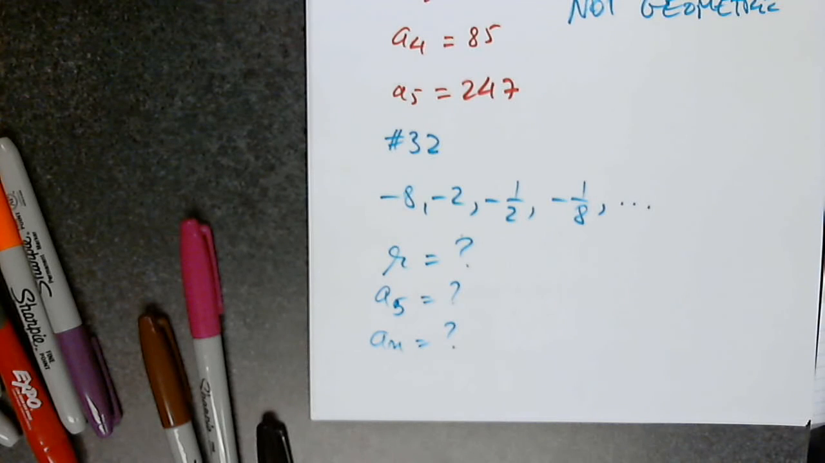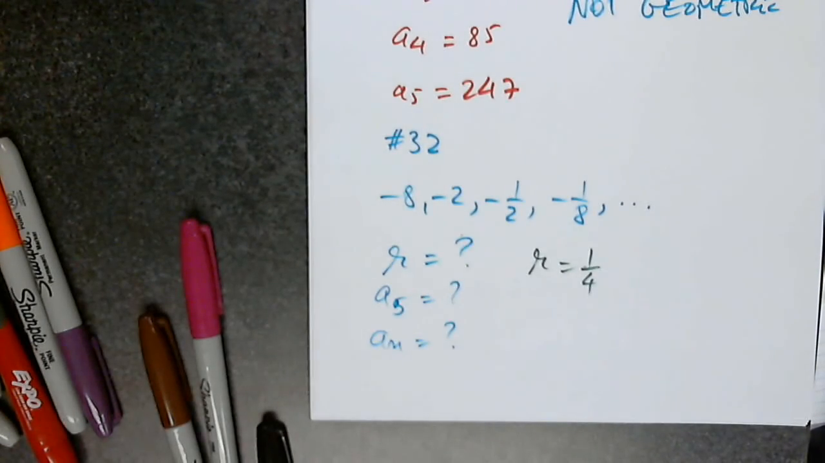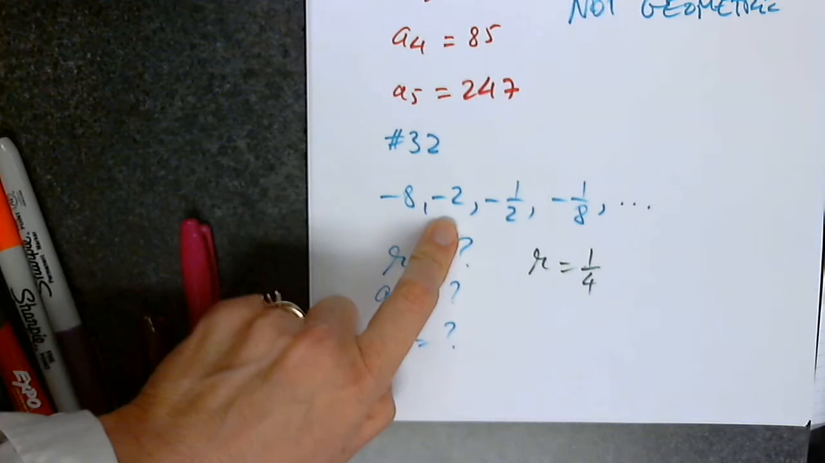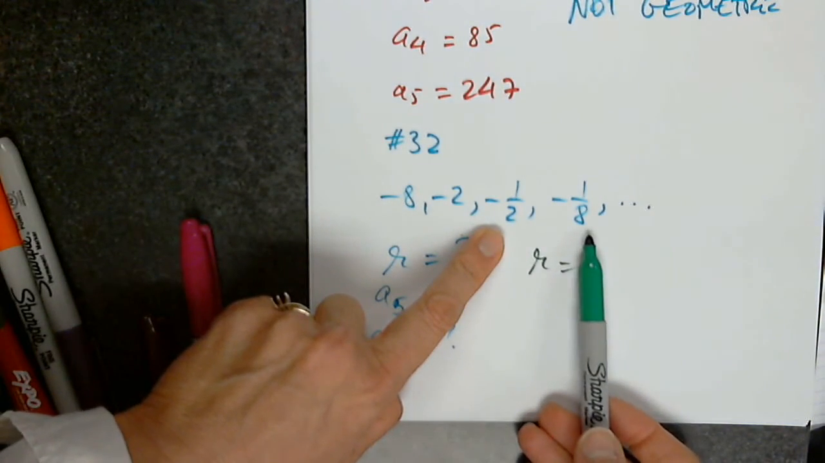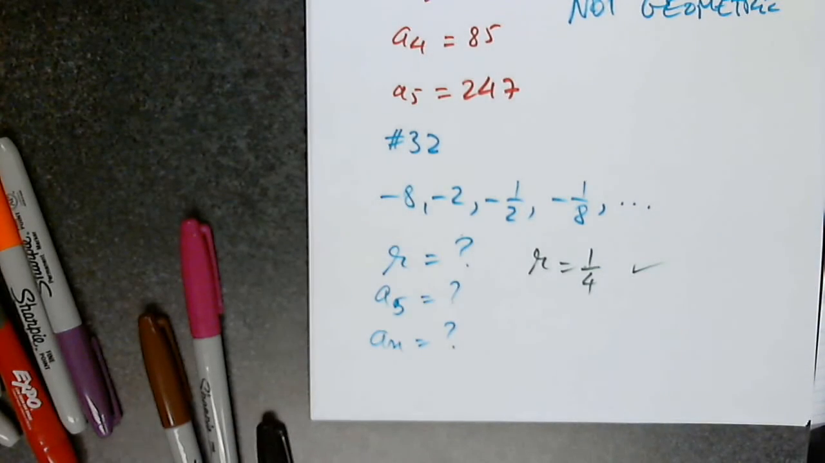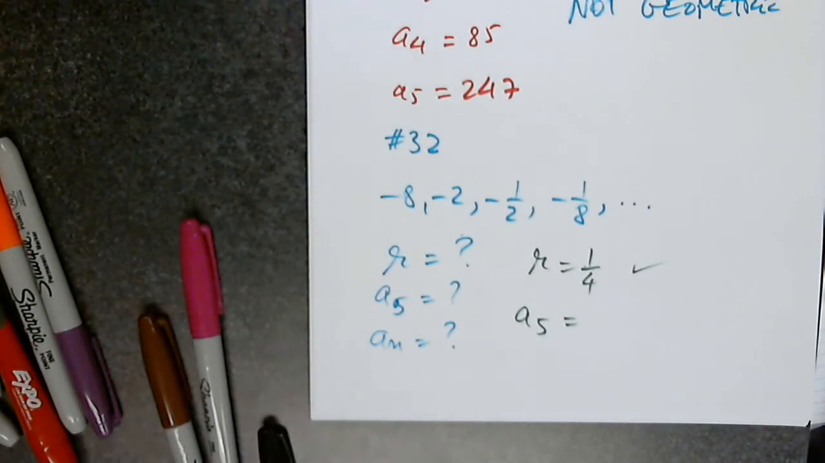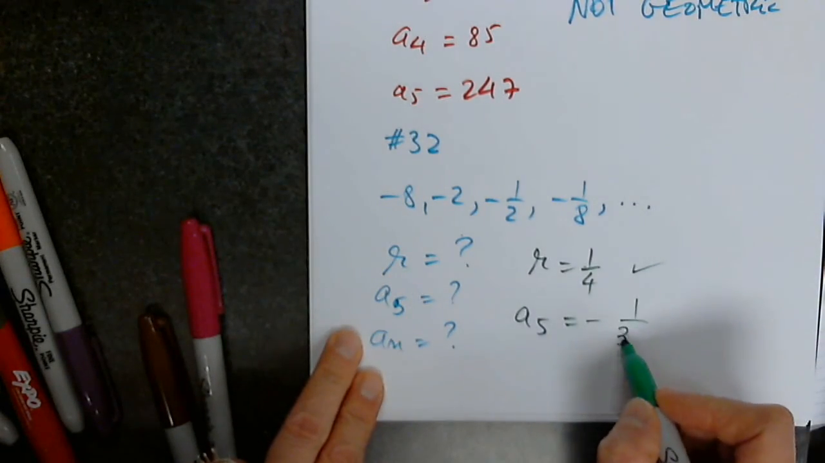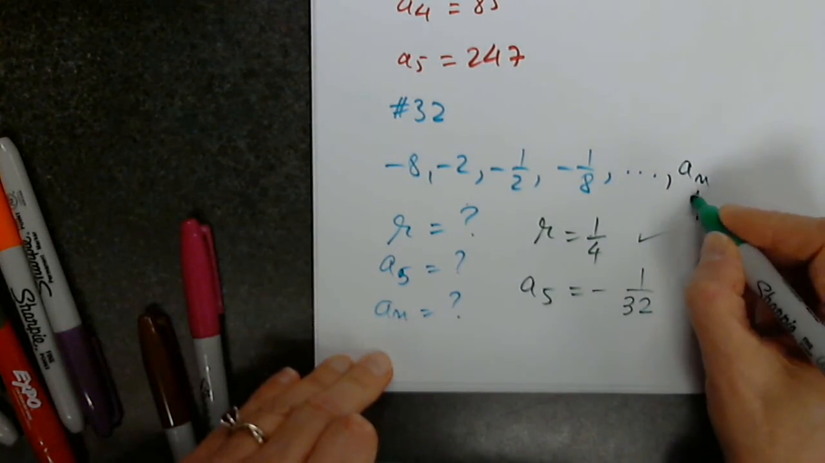Okay, so what do I multiply negative 8 by to get negative 2? I still have to check. What do I multiply negative 2 by to get negative 1/2? Good. What do I multiply negative 1/2 by to get negative 1/8? That's it. So obviously this is geometric and it has a common ratio of 1/4. Okay, so now can anyone give us A5? Negative 1/32. Awesome. So now we would like to determine this AN.